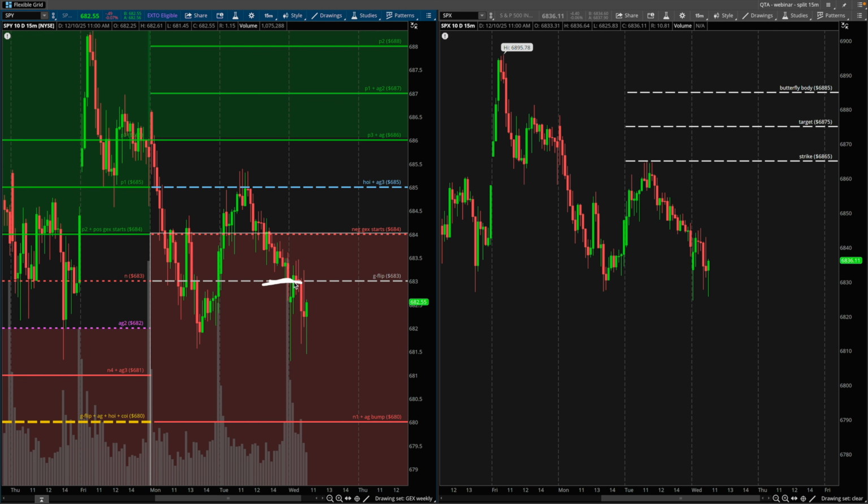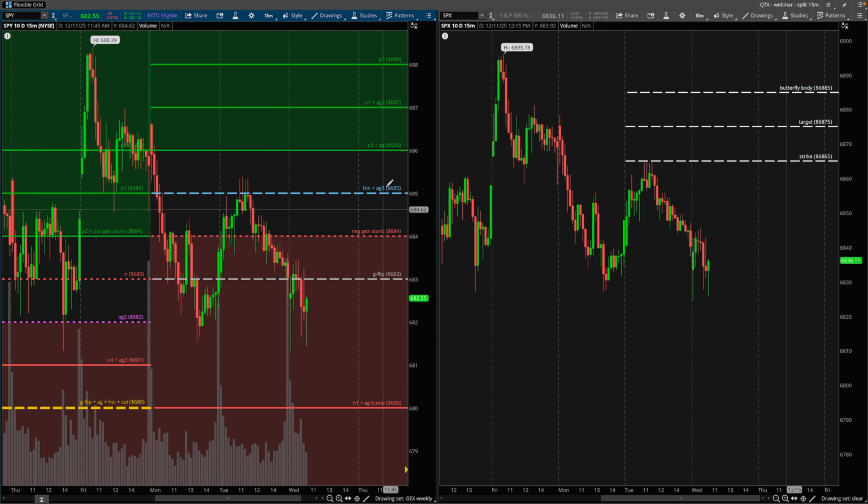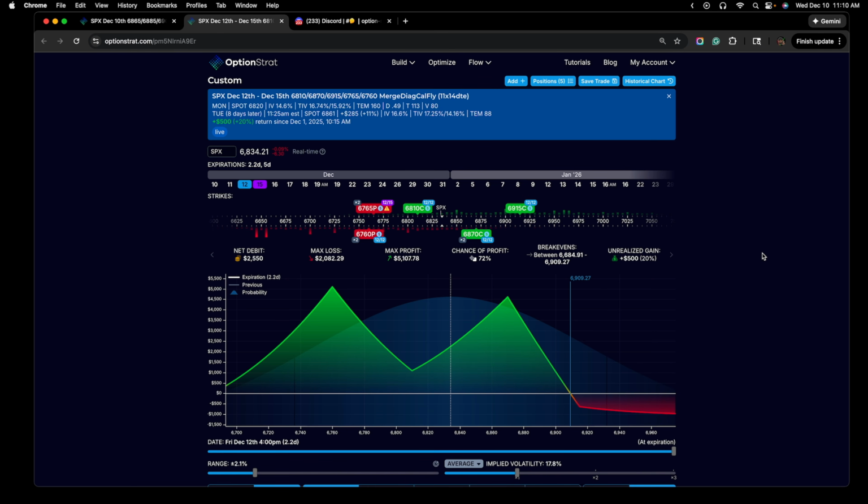The G flip was here, so I am expecting the markets to be choppy around this strike. And this isn't the only position I have running. I do have a couple other swing trades on, such as this combo spread here actually for Friday.